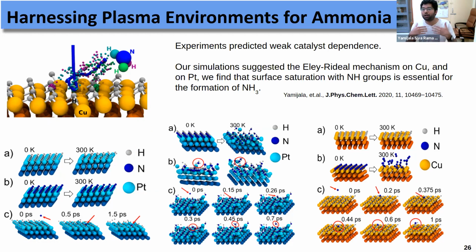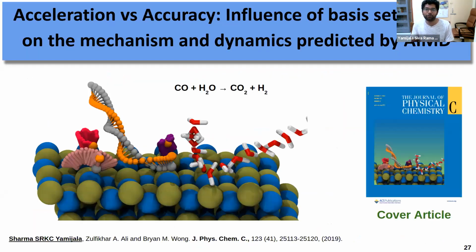So in this way, we can always understand different kinds of processes using the ab initio molecular dynamics, which will be complementing, and sometimes they are superior even to the electronic structure methods like DFT that we are generally using. So here is another example where we have used the water gas shift reaction, but I'm skipping this part.